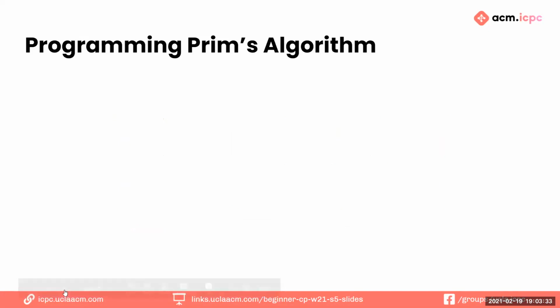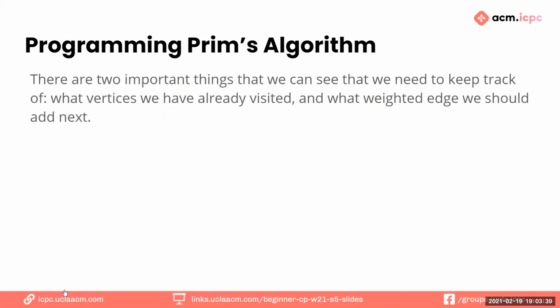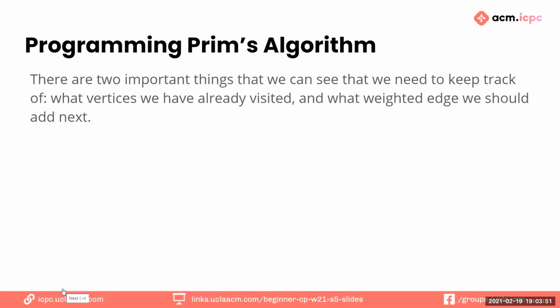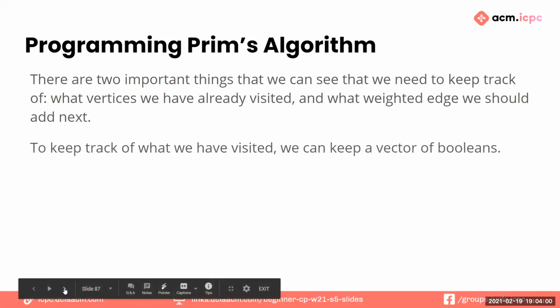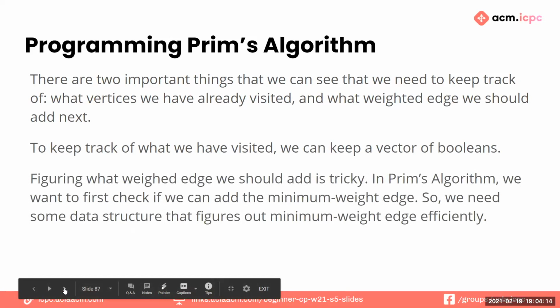Let's move on to programming Prim's algorithm. There are two important things that we need to keep track of. One, the vertices we have already visited, which in the demonstration I called the darker vertices, and then which weighted edge we want to add next to our constructed tree. To keep track of which vertices we have visited, we will use a vector of booleans, similar to how we did for BFS and DFS. But figuring out which weighted edge we want to add is a bit tricky.